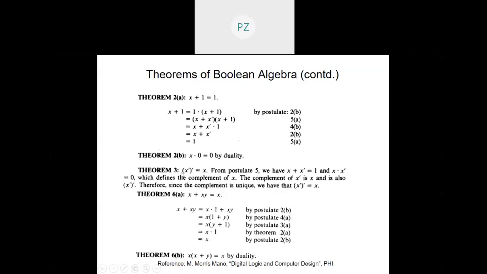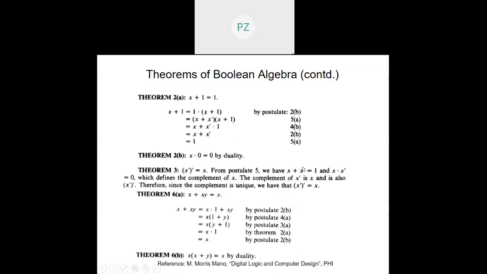Now this theorem 3 is very interesting. X dash dash is equal to x. The double complementation of any variable gives you back the same variable. Now see, the proof is very interesting. From postulate 5 we have x plus x bar is equal to 1 and x dot x bar is equal to 0, which defines the complement of x. So this means the complement of x bar is x, and is also x dash dash. This is by the definition of the complement. X plus x bar is equal to 1 and x dot x bar is equal to 0.